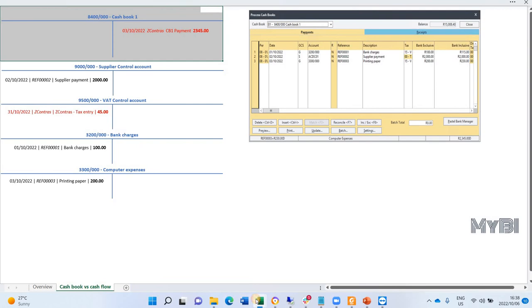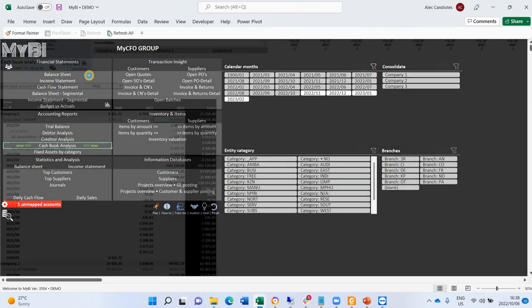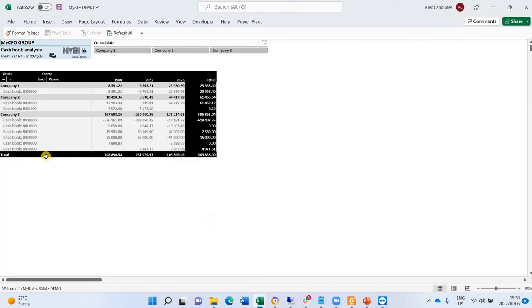Right, so if I pop over to my BI, this is a demo environment where we've got 3 companies consolidated into one. If I click here on cash book analysis, it's going to show me all the cash books for these 3 companies. It tells me company 1 has 1 cash book, company 2 has 2 cash books, and company 3 has 6 cash books. And it's going to show me exactly the balances for each of these cash books.